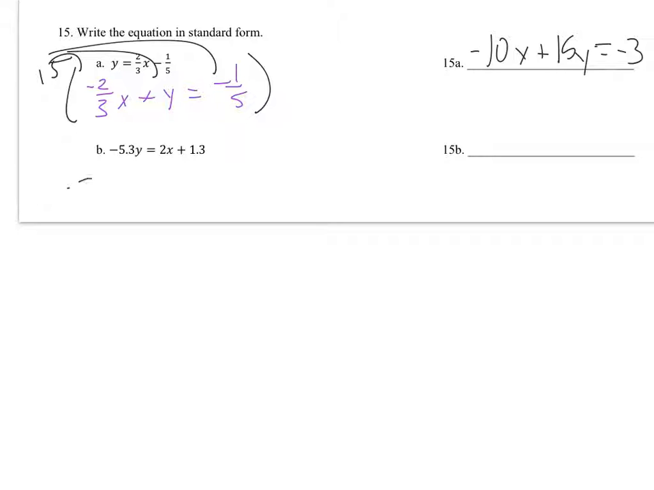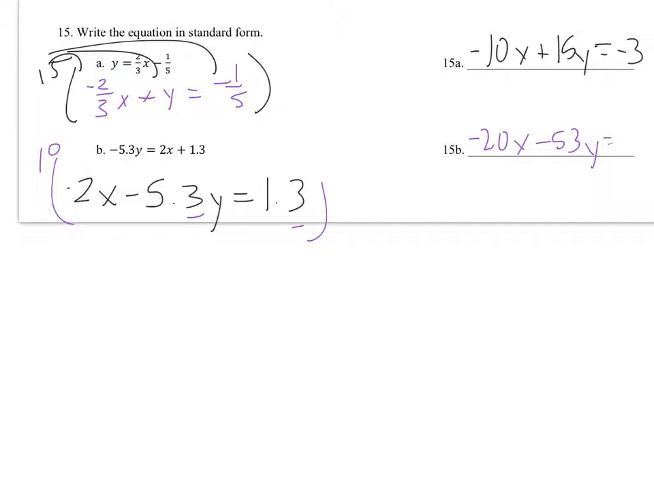Decimals, same type of thing. Subtract your x over. Look at the decimal location. And in my decimal location, the highest spot is my 10th spot. So I'm going to multiply the whole shebang by 10. Give me negative 20x minus 53y equals 13.